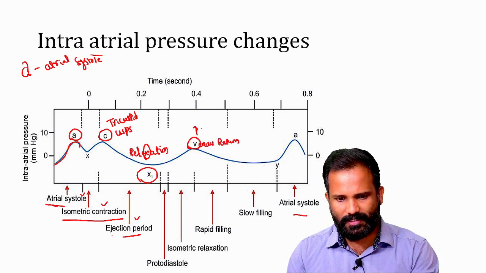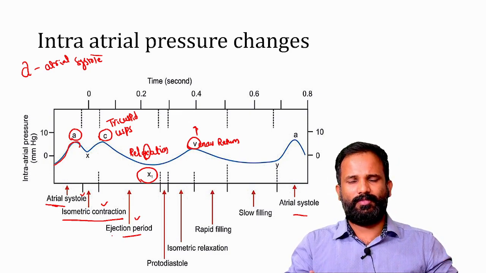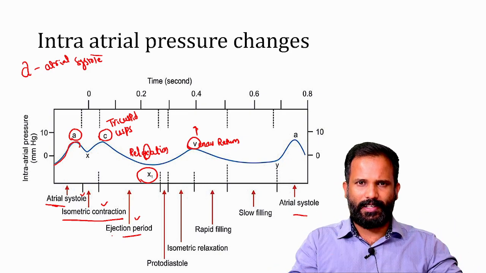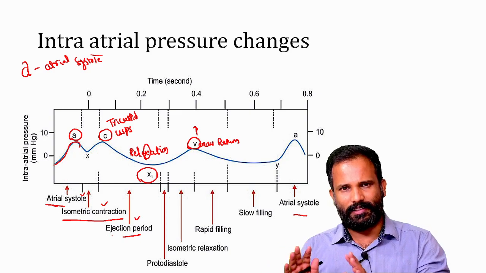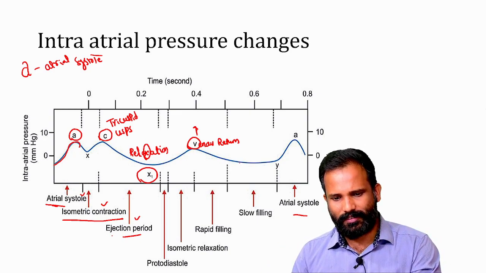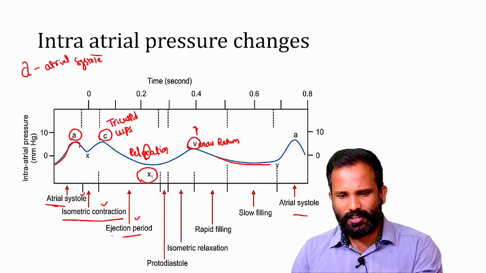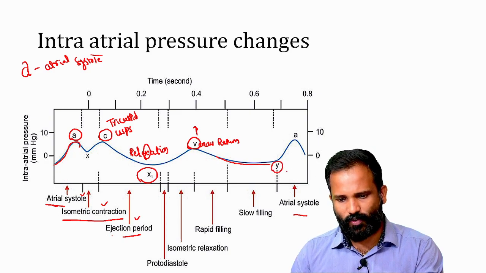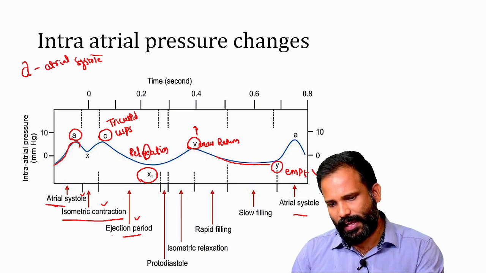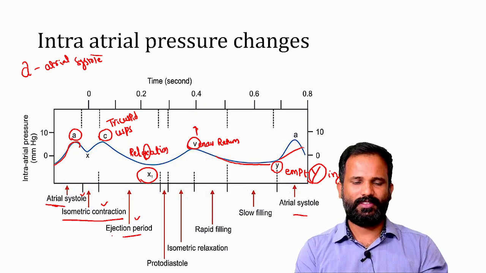So the pressure has increased. Now once the atria has accumulated the blood, it has to release that blood into the ventricle. Whenever the atrioventricular valves are open, the blood is gushing into the ventricles. So intra-atrial pressure is reduced, and we call that the Y descent, nothing but emptying, and then followed by atrial systole. So these are the phases.